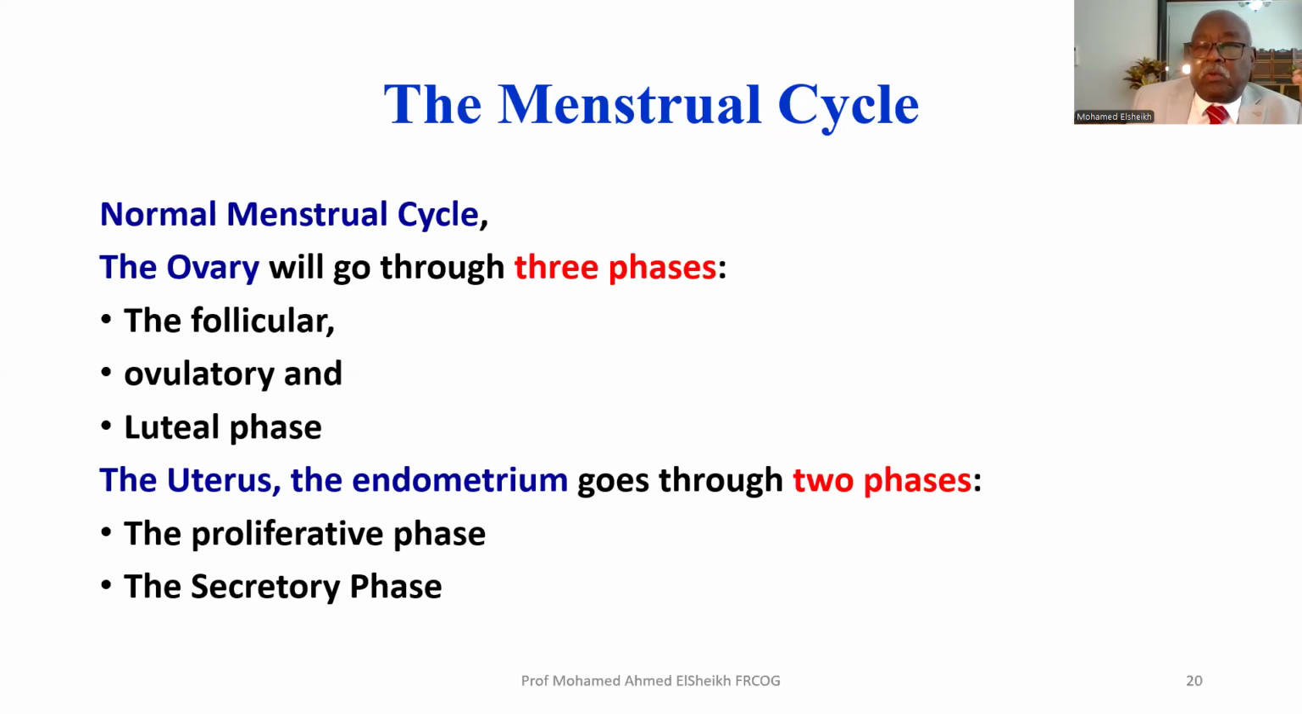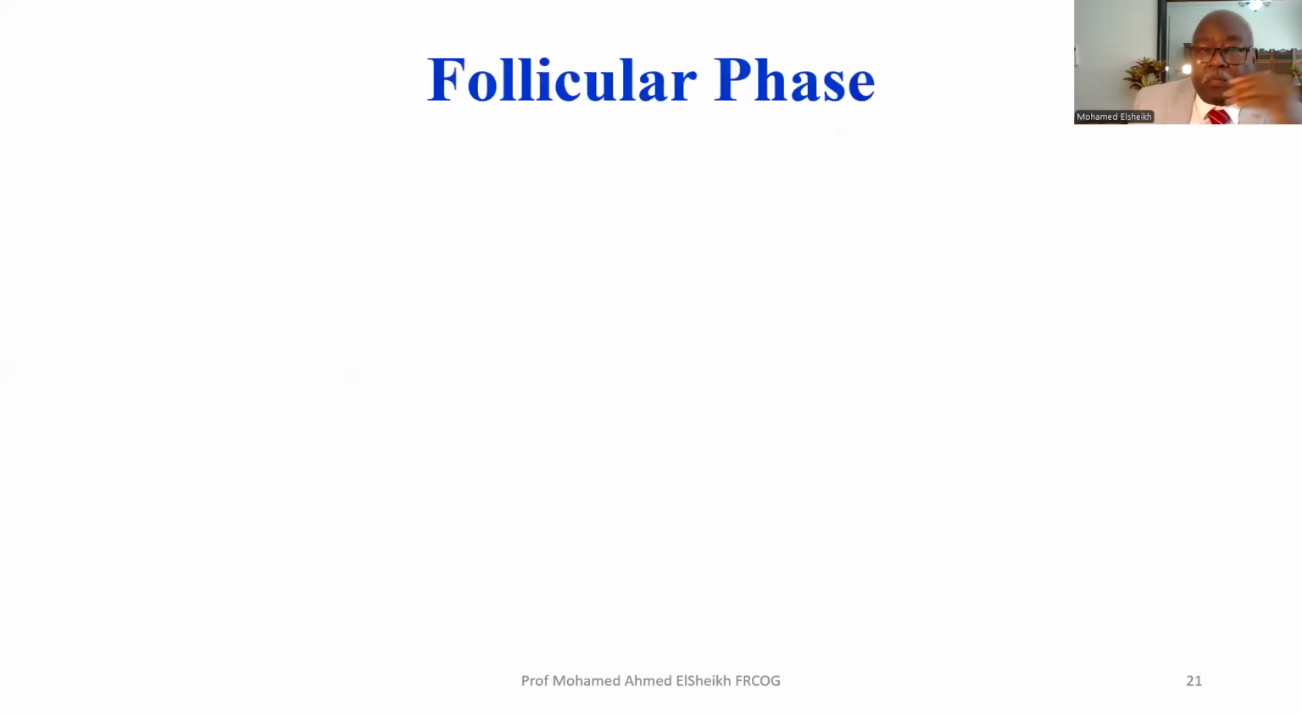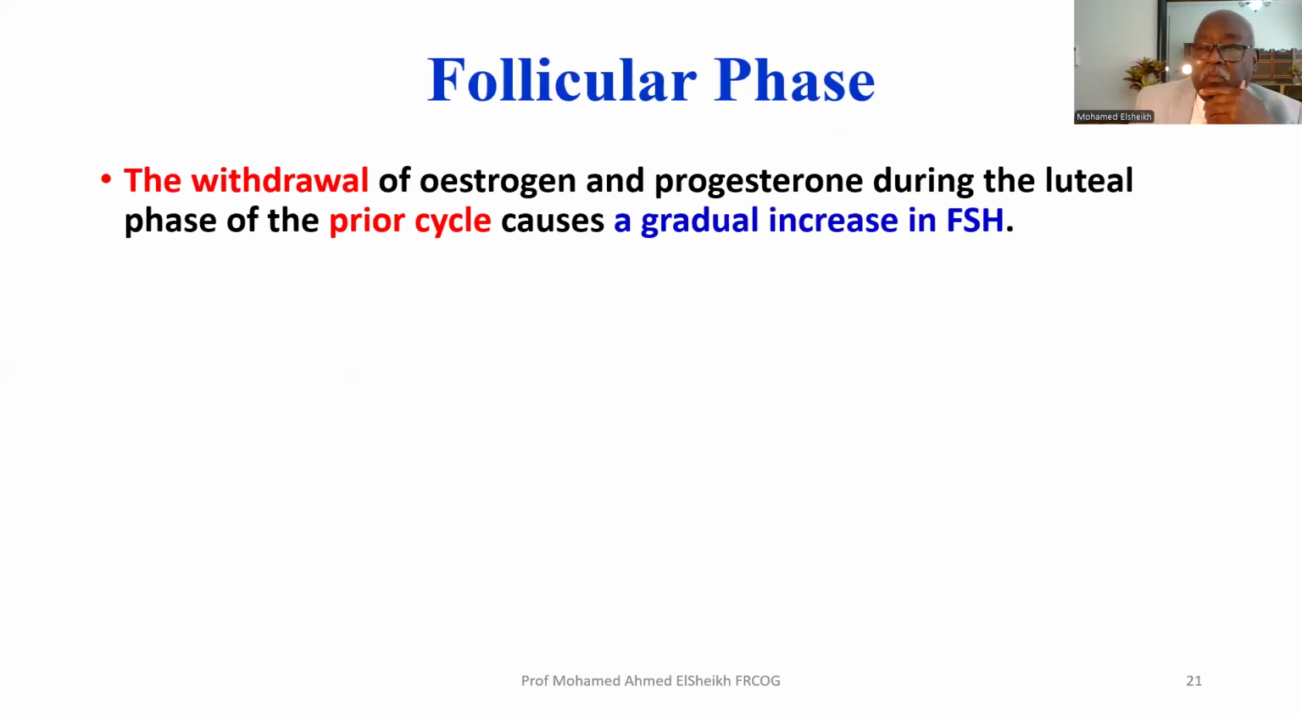The ovary during the menstrual cycle will go through three phases, which we call the follicular phase, ovulatory phase, and luteal phase. While the uterus, or the endometrium in the uterus, goes through two phases: the proliferative phase and the secretory phase. So let us take them one by one.